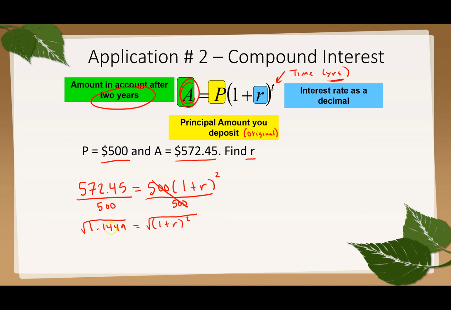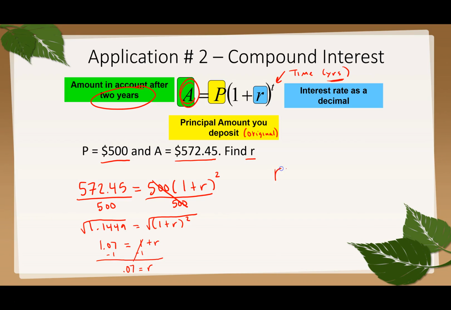Square rooting 1.1449, that gives me 1.07. And square rooting of 1 plus R squared, well, the square root and the square cancel, and I'm left with 1 plus R. Subtract 1 from both sides. That disappears, and I'm left with the rate of 0.07.